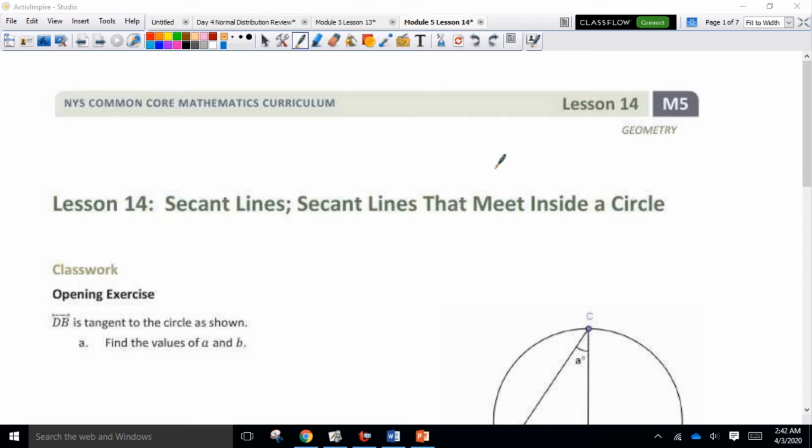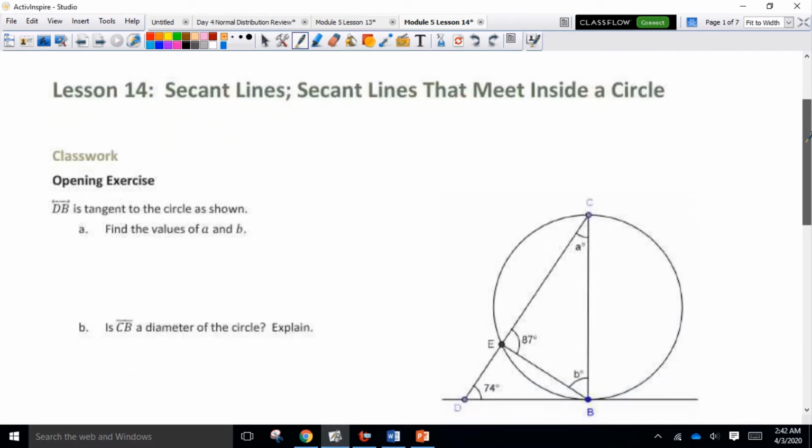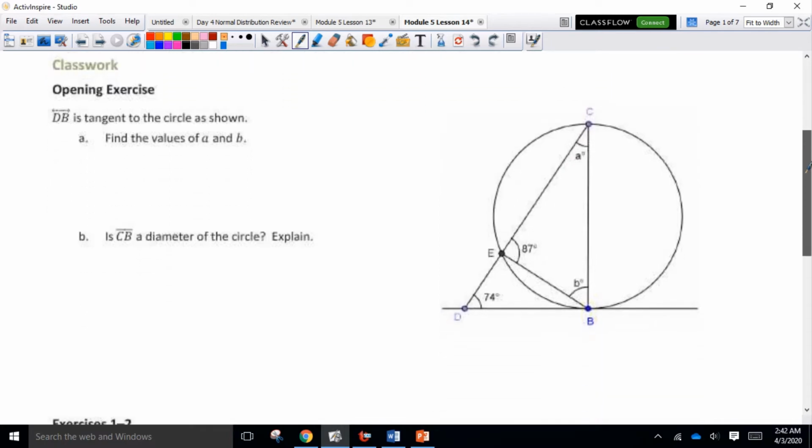Okay, Friday, lesson 14. Still talking about angles relating to circles. So, got this warm up. You guys can try this on your own. You should be able to do this. If not, I'm going to do it right now.